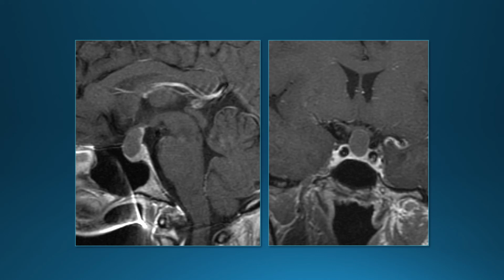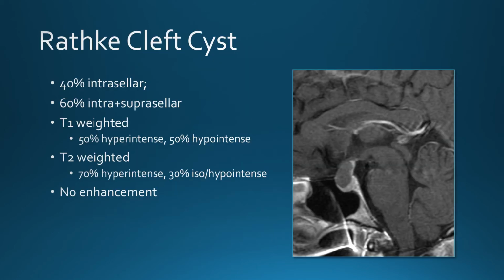So here we have a non-enhancing lesion in the sella and suprasellar region. And this is a Rathke cleft cyst. So 40% of the time these are completely within the sella. 60% of the time they're both intrasellar and suprasellar.